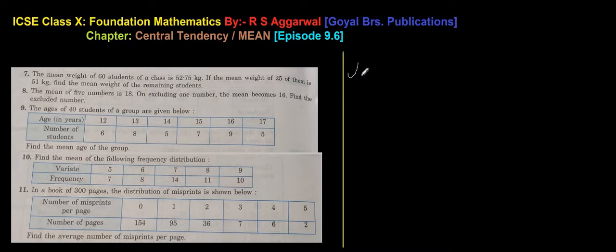So answer 8. What it says, the mean of 5 numbers. Do we know the 5 numbers? No, we don't know the 5 numbers. So we say x1, x2, x3, x4, x5.